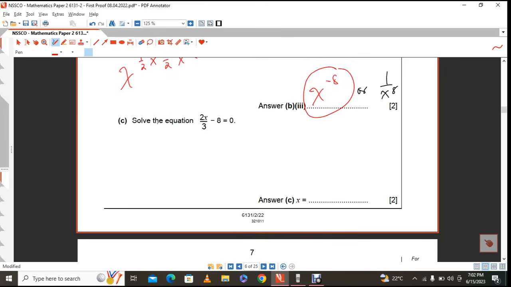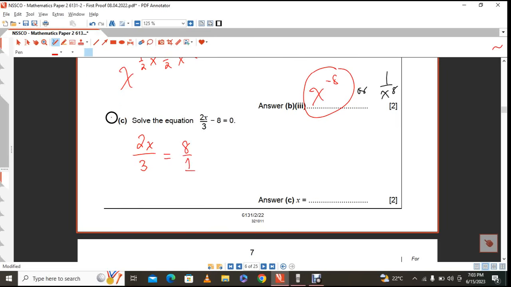Part C is a simple equation. You can actually do this in your head. 2 times something divided by 3, take away 8 gives you 0. So maybe you say 2x over 3. Perhaps move that 8, which then becomes 8 over 1, because if you take this 8 to the other side, it's going to be a positive.